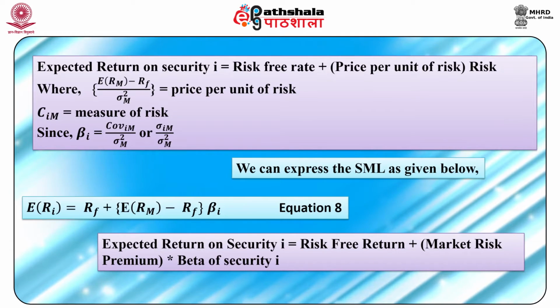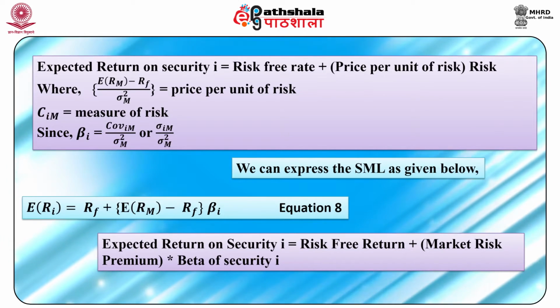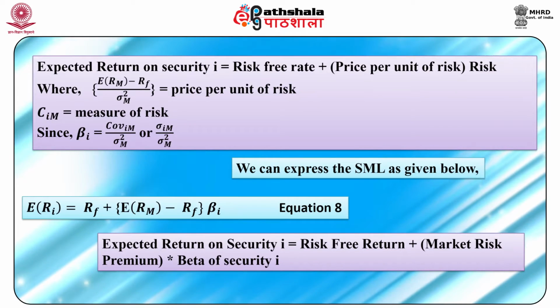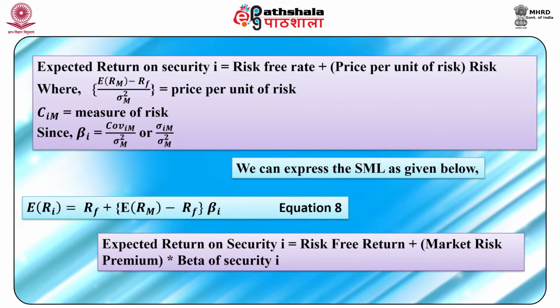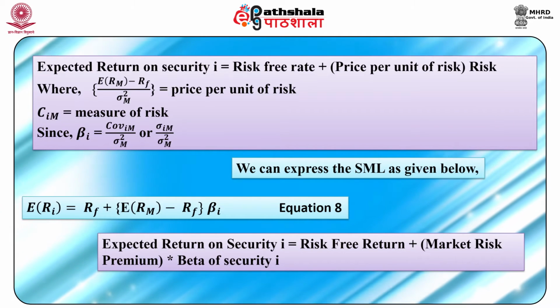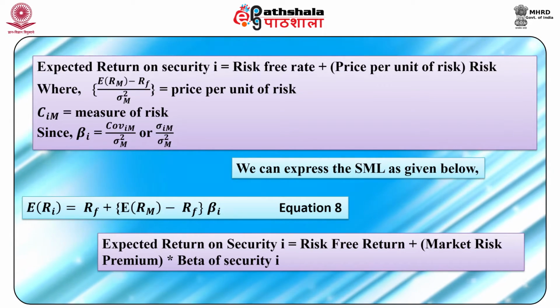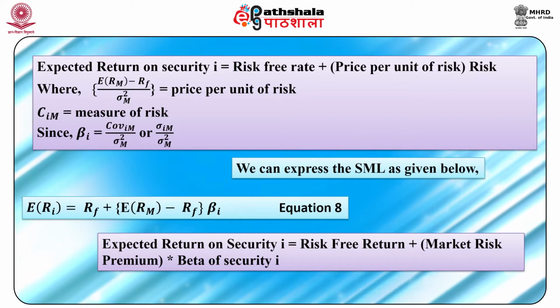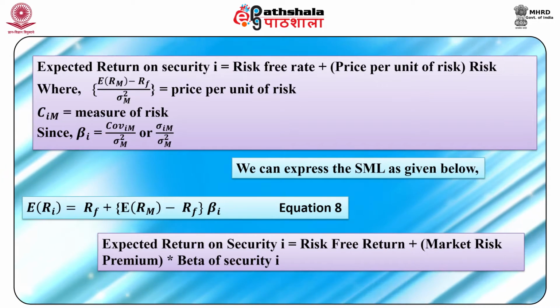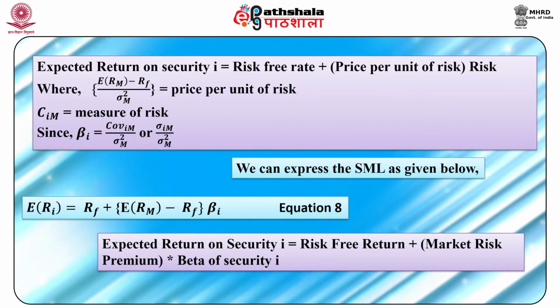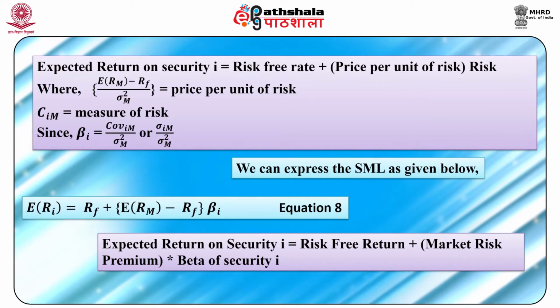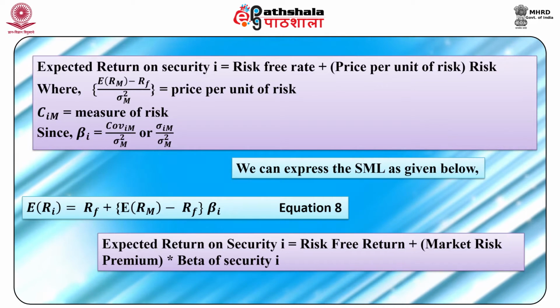In other words, the SML is: expected return on security i is equal to risk-free rate plus price per unit of risk into risk, where (E(Rm) - Rf) / σm², as explained earlier, is the price per unit of risk. Cim, as mentioned earlier, is the measure of risk. Since, as we now know, βi is equal to Covim / σm², or σim / σm², this can be expressed as below.